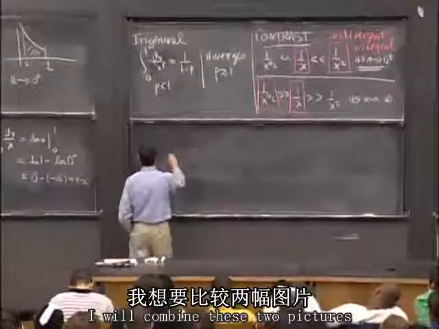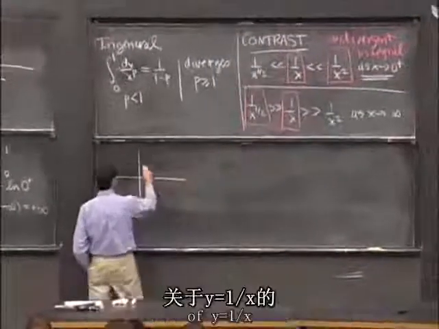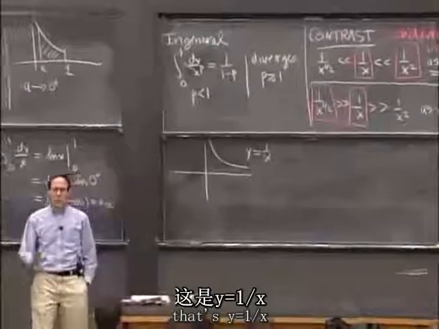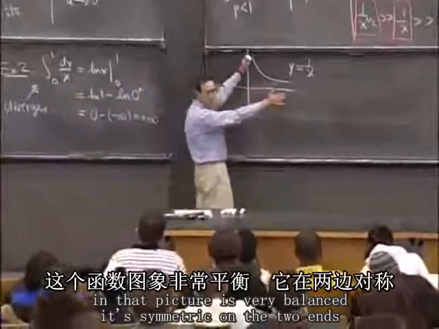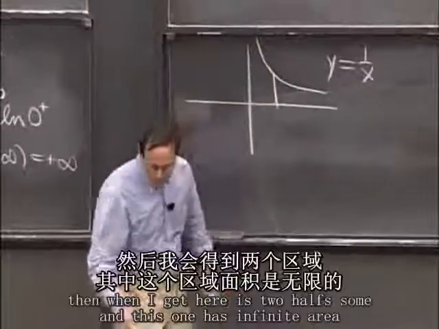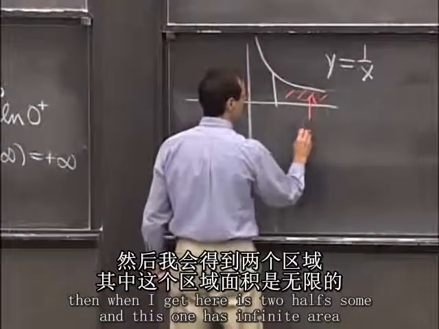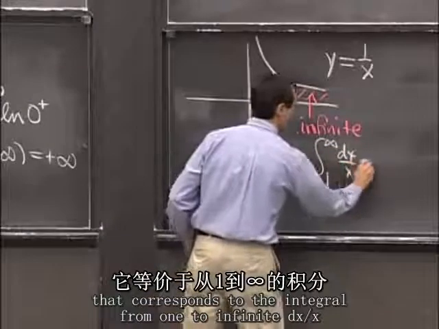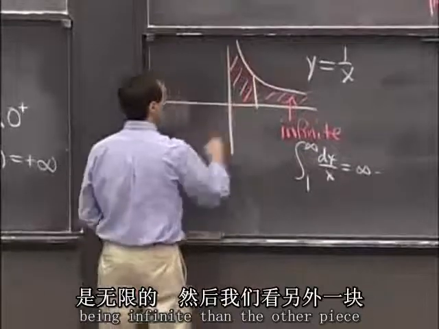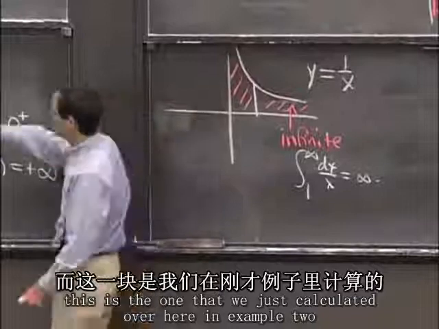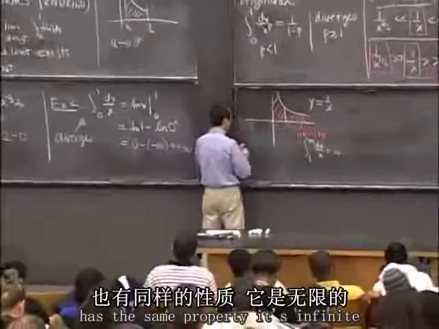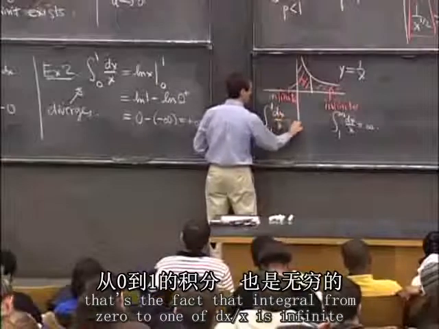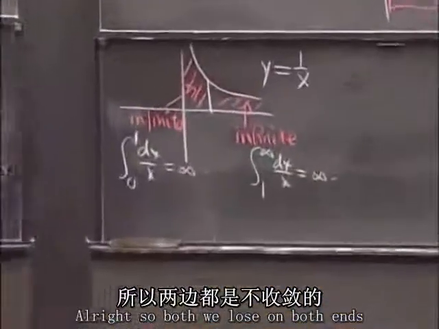combine these two pictures. So here's the picture, for example, of y equals 1 over x. All right? That's y equals 1 over x. And that picture is very balanced. It's symmetric on the two ends. If I cut it in half, then what I get here is 2 halves, and this one has infinite area. So that corresponds to the integral from 1 to infinity dx over x being infinite. And the other piece, which we calculated last time, here in example 2, has the same property. It's infinite. And that's the fact that the integral from 0 to 1 of dx over x is infinite. All right, so we lose on both ends.